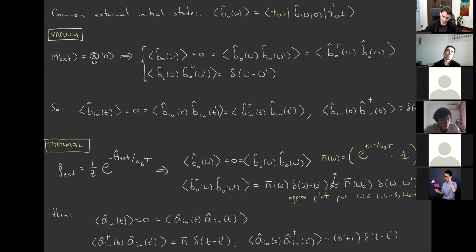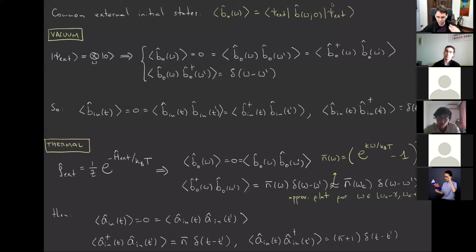So you see that these two expressions are actually equivalent to these expressions here for vacuum. So when n is equal to 0, so when the number of thermal excitations is equal to 0, then you recover exactly the vacuum correlations. So the b dagger b is equal to 0 because n is equal to 0, and the b b dagger is equal to 1, or proportional to the delta function, okay?